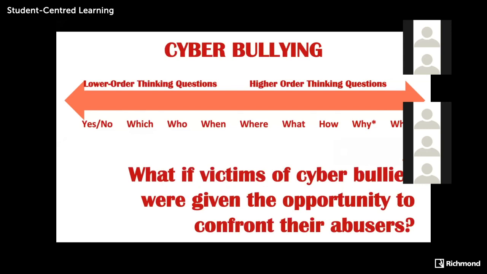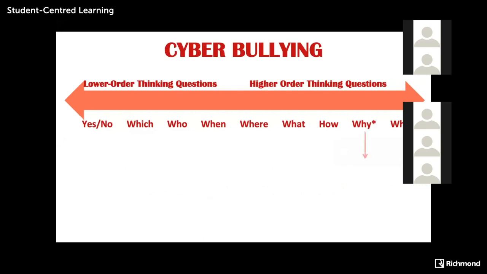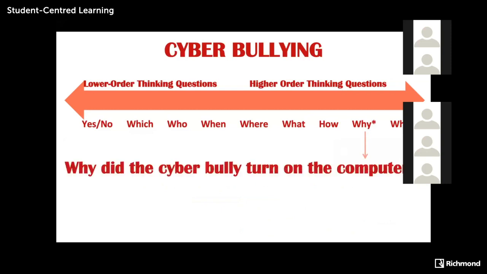Now this is a whole project. This is something that you can help your students begin. You work on it while they're working in their groups, and then there's always a presentation at the end. Now there's an asterisk after why. Why is that? We have to be careful using the word why because we can make it a little too easy. Why did the cyberbully turn on the computer? Well, probably to bully someone, so that doesn't go anywhere.